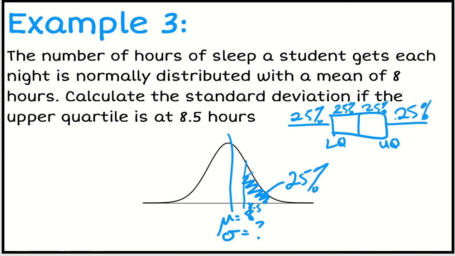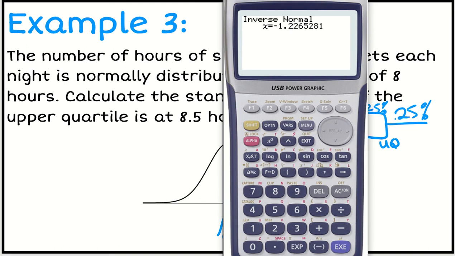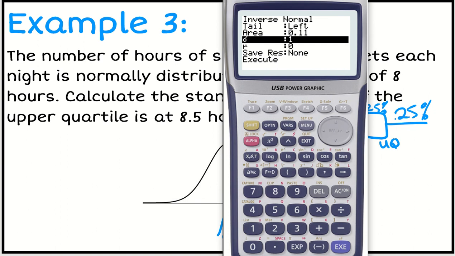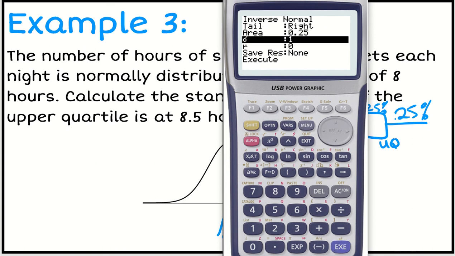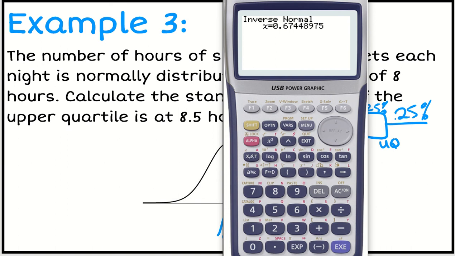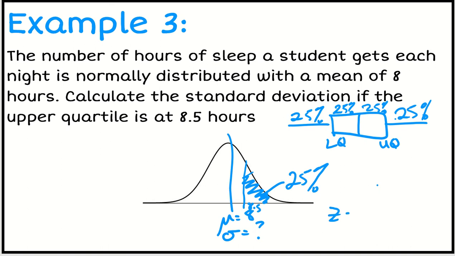So now I want to go and find my z value. So let's jump into here. Now the area that I've shaded in is on the right hand side. So I'm going to go and change my tail to right. The area, it's 0.25 because it's the upper quartile. And my standard deviation is 1 and my mean is 0. That gives me my z-score there of 0.6745.